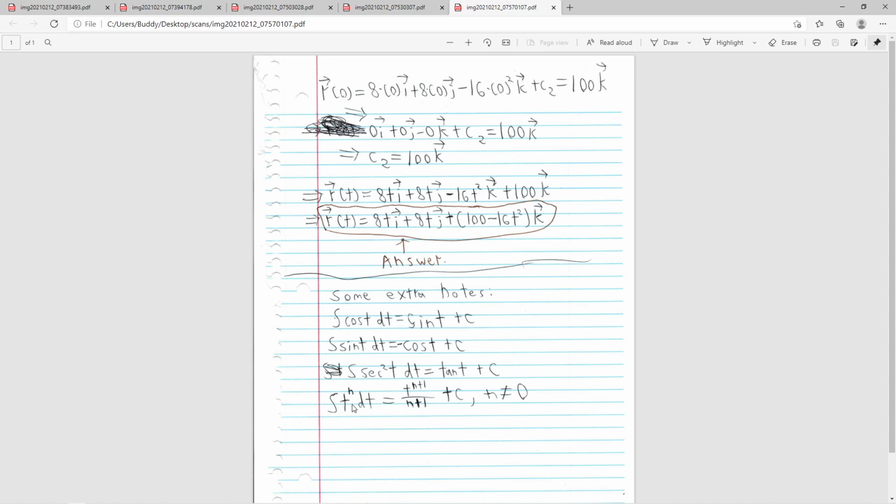As I said, t to the negative 1 dt, the integral of that would just be the natural log of t. Because the derivative of the natural log of a variable, like t let's say, is 1 divided by t, which is t to the negative 1 power. So that's why n is not equal to a certain value, negative 1, for that general power rule for integrals.